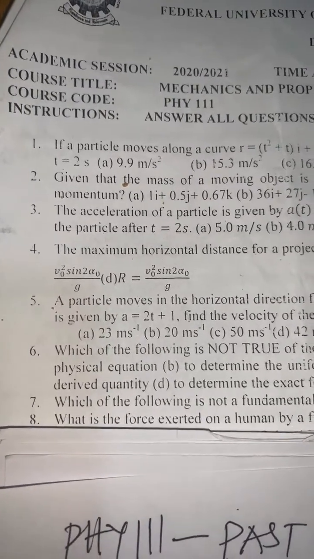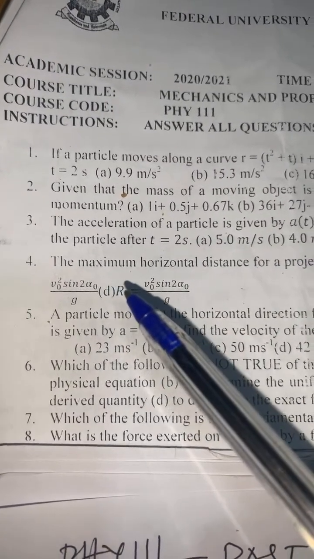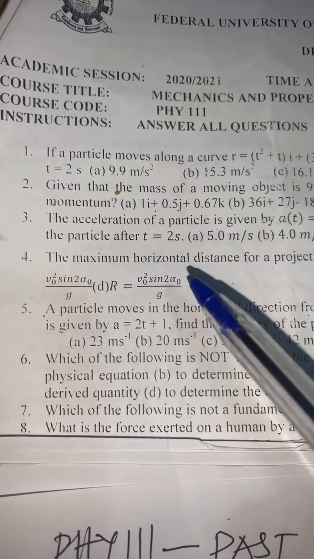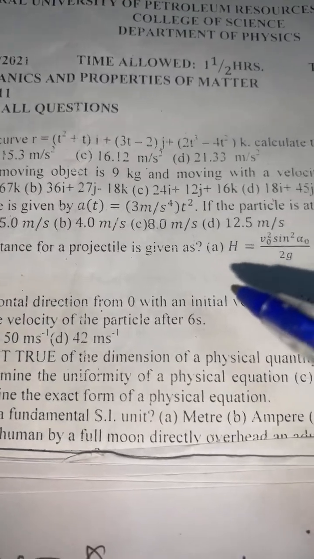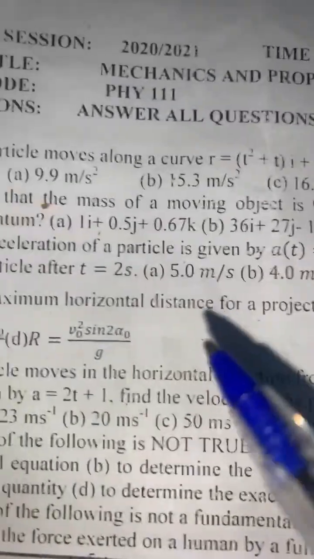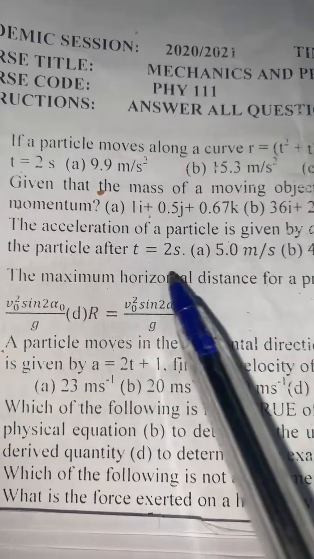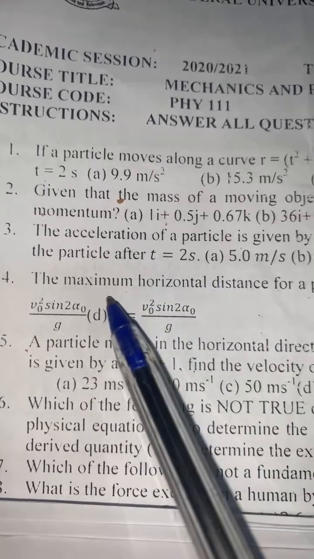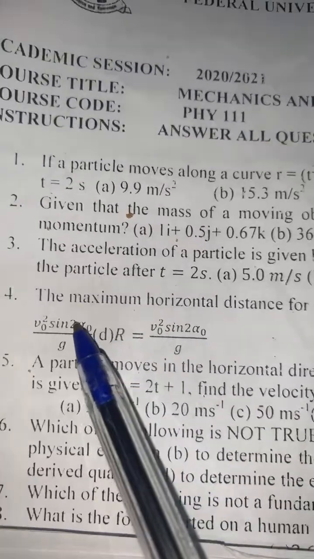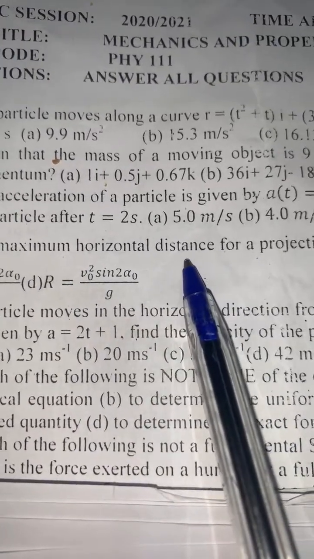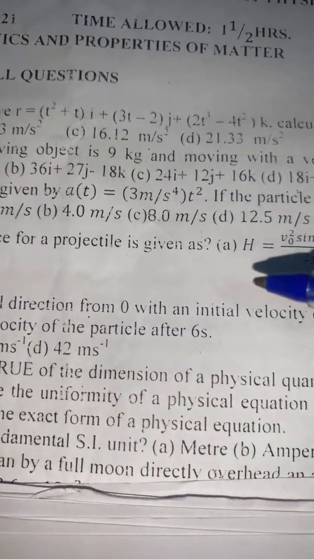Okay, here is the question we are having, number 4. The maximum horizontal distance for a projectile is given as... This is just a formula. Please take note of this. They said the maximum horizontal distance. People will mistake this one for height. It's not height. Horizontal, this is talking about the range. The maximum horizontal distance, that's talking about the range for a projectile is given as.